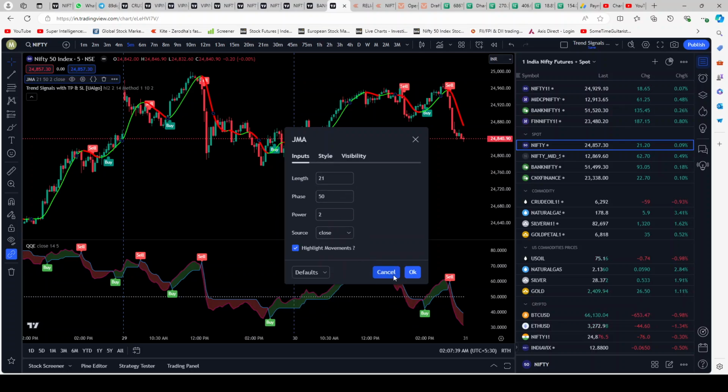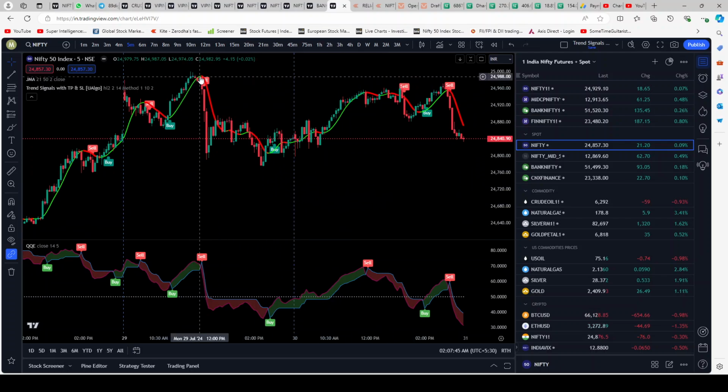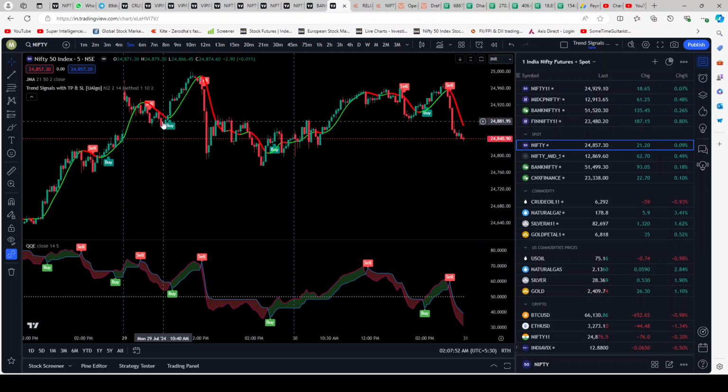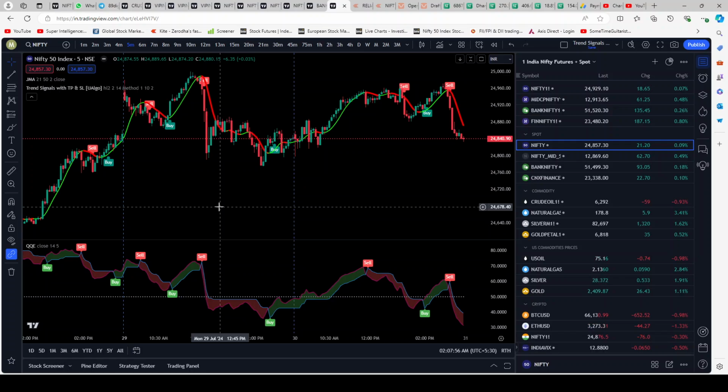The length of 21 is important. All right. I think by default it comes on 7 or 9. I use 21. So you see my green turns into red over here. Now this is a triple confirmation. Here my red has turned into green. So since I have the paid version, I can get a triple kind of confirmation.